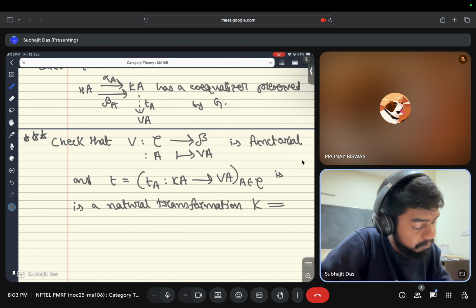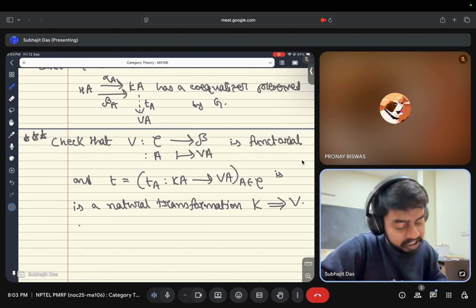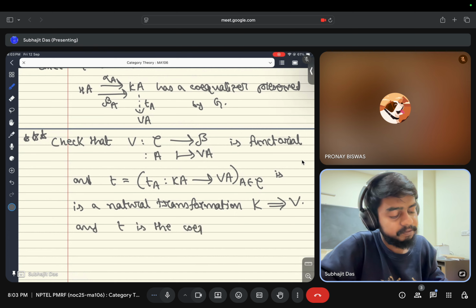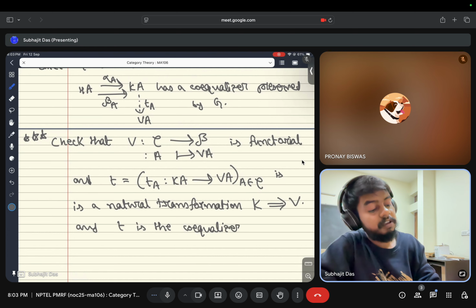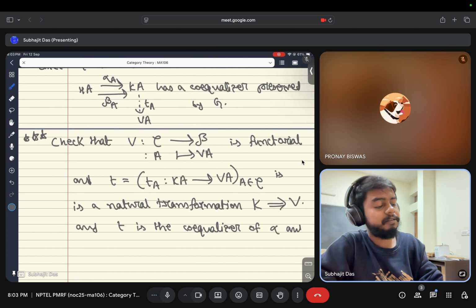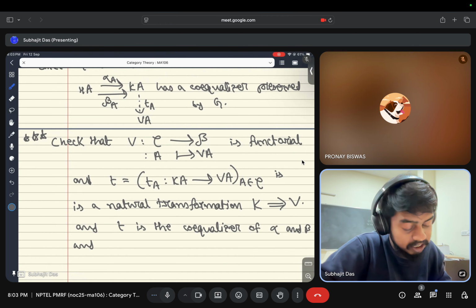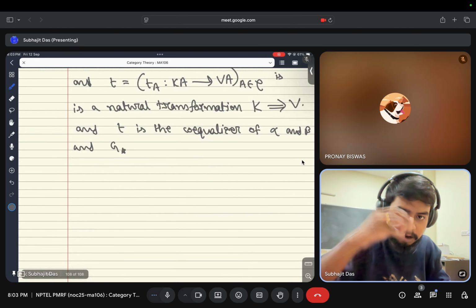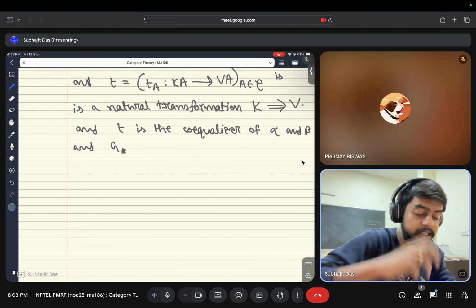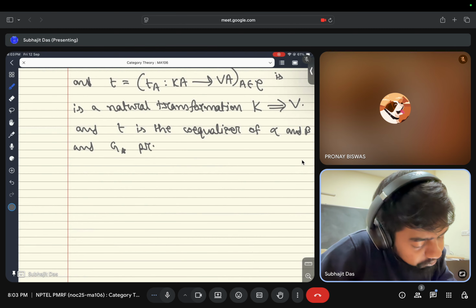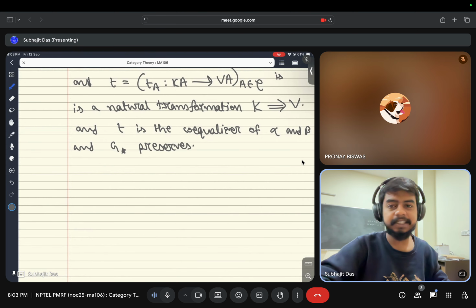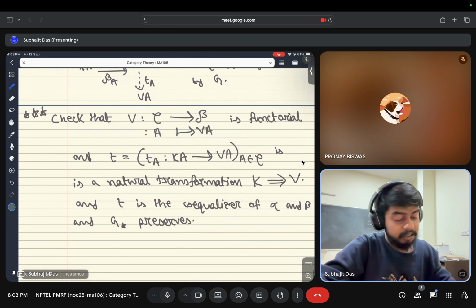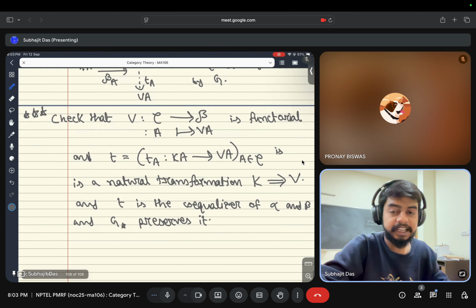K to V, and V is the co-equalizer of alpha and beta, and G lower star preserves it, because G preserves it object wise, so G lower star will preserve it. These are just straightforward facts that need some straightforward checking, and hence you are done.